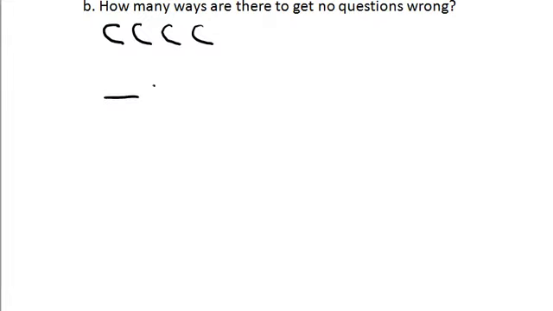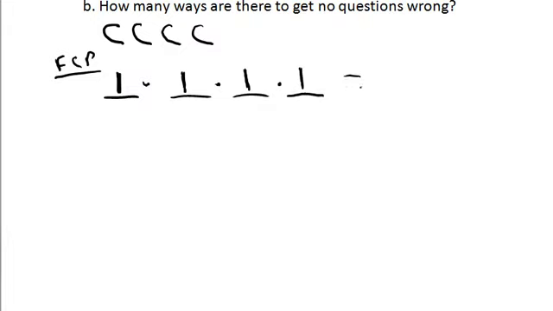Another way to look at it is, again, as an application of the fundamental counting principle. If you want to get none wrong, there's only one way. You've got to get the first one right and the second one right. If you answer true or false, there's only one right answer. There's only one right answer to this one, there's only one right answer to this one, and there's only one right answer to that one. So by the fundamental counting principle, 1 times 1 times 1 times 1 is 1. So there's only one way.